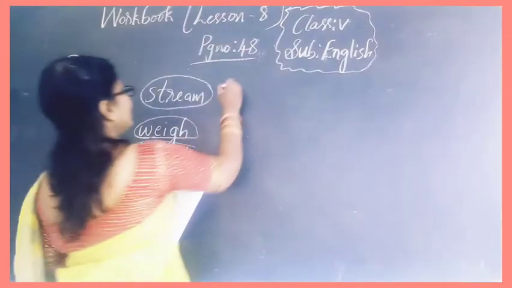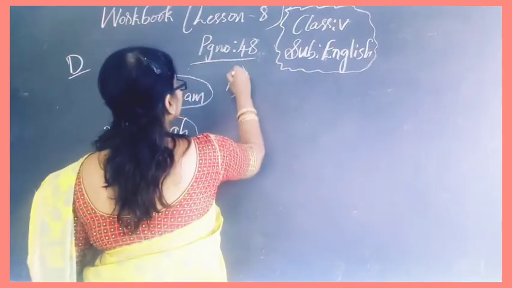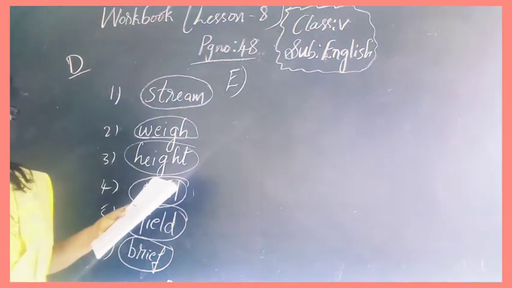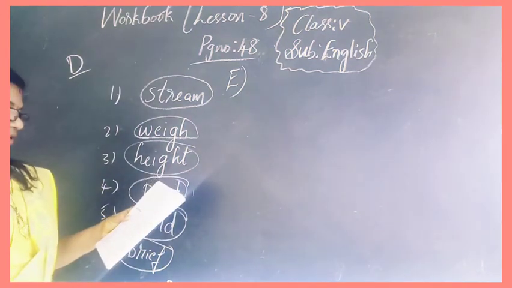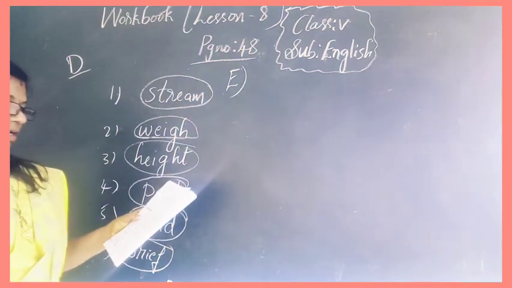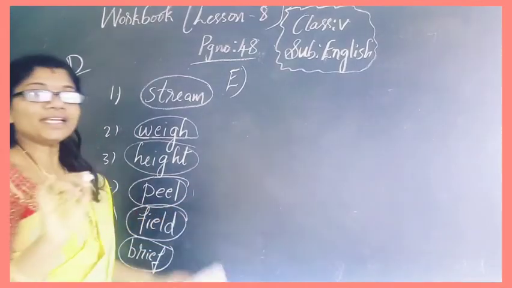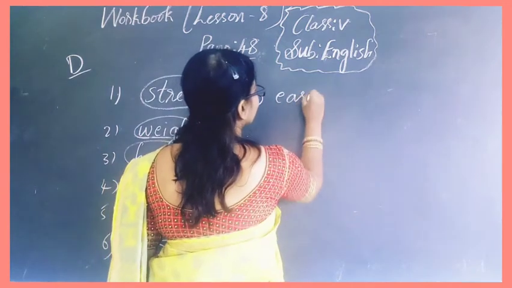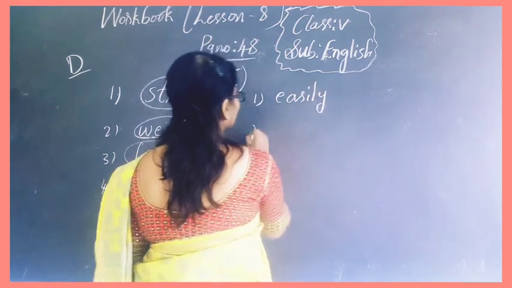Now let's go with the E part. Fill in the blanks with the appropriate adverbs. I was able to complete the work easily. Hardly or easily? Because you have completed, it means easily. You have completed, so hardly, no need to choose it.